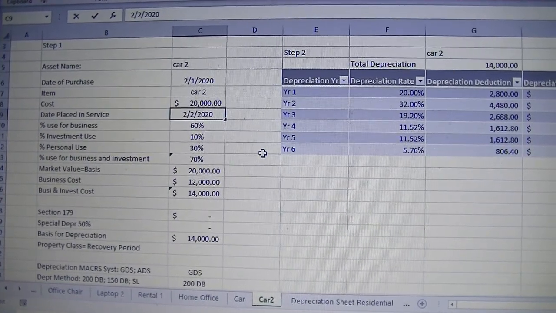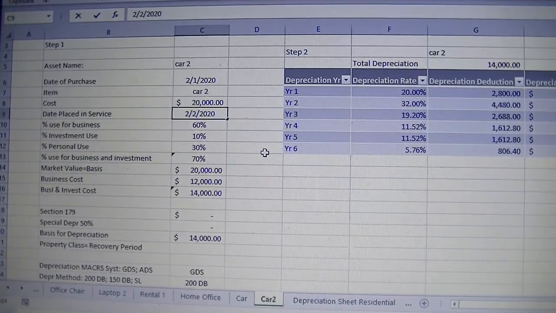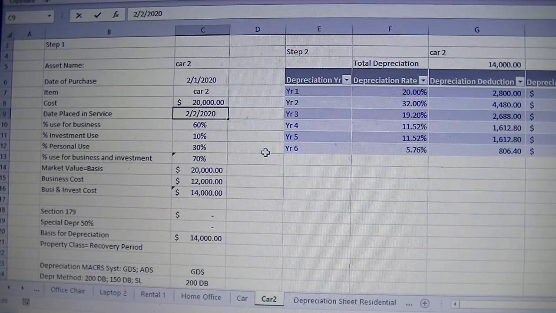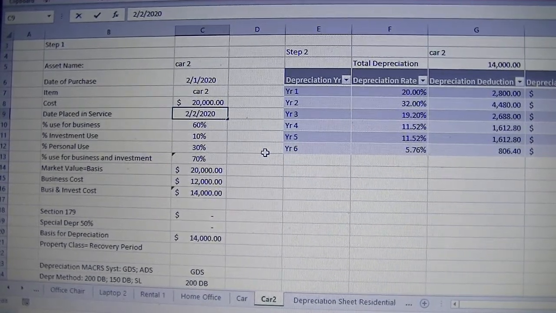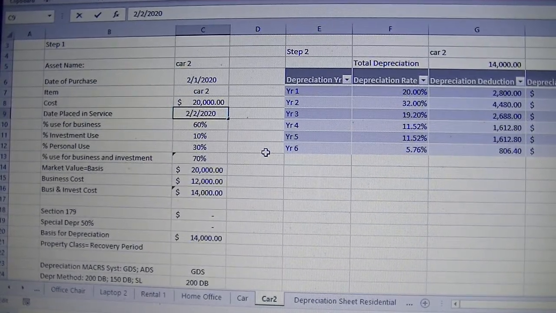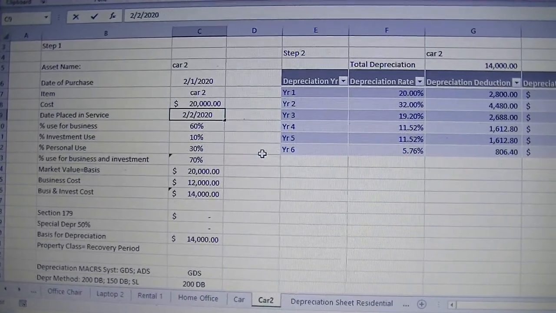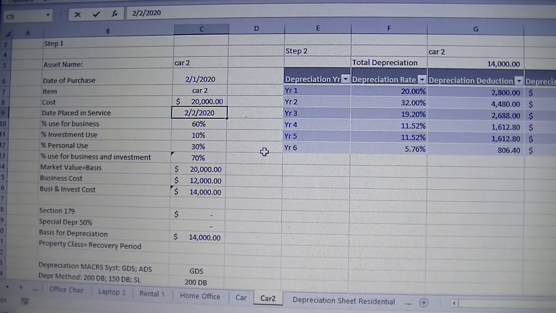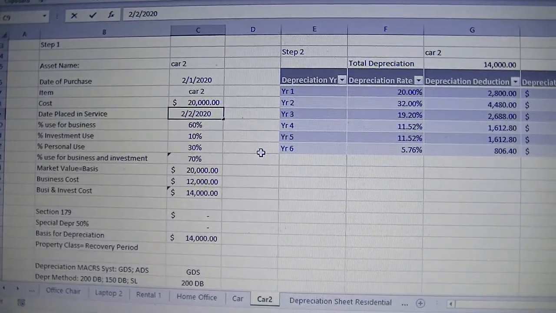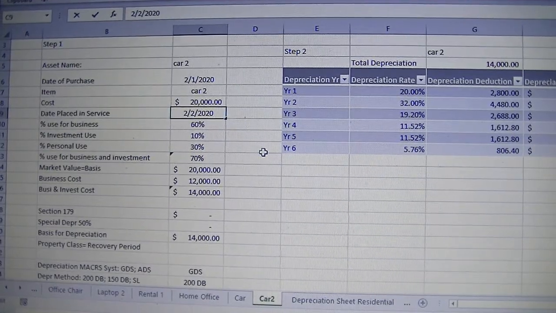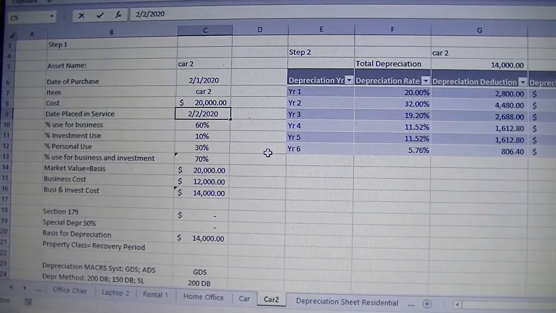To be able to find the percentage you are using your car in your business, you have to track the mileage. So you'll track the total mileage used in 2020, the mileage used for business, the mileage used for investment, and the mileage used for personal. The mileage used for business divided by the total mileage is 60% in our example, and the mileage used for investment divided by the total mileage is 10%, and the mileage used for personal divided by total mileage is 30%. So the total is 100% if we are correct.